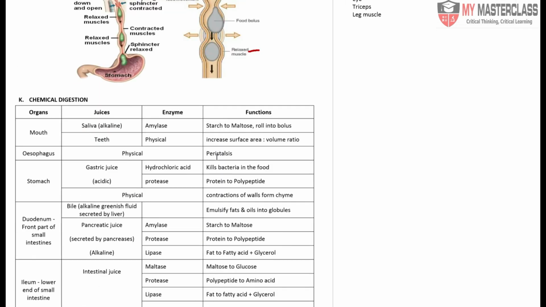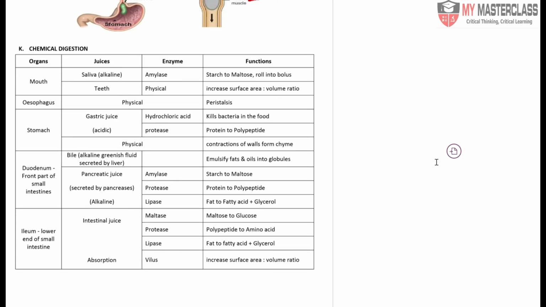So these are the components that are being used in the alimentary canal. Okay, so let's go through it one by one. Some of it will be repetitive, just take it as a revision. Okay, so the mouth, it contains saliva, which will digest starch to maltose. It rolls it into a bolus. Okay, esophagus itself is peristalsis.